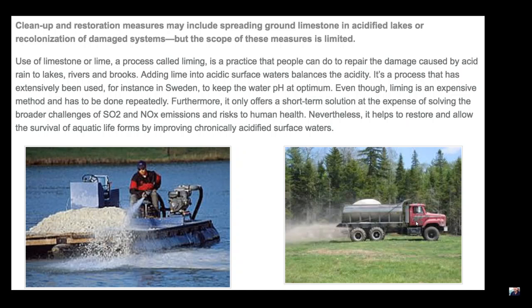A process called liming is a practice that people can do to repair the damage caused by acid rain to lakes, rivers, and brooks. You can also add it directly to the soil. Adding lime into acidic surface water balances out the acidity. It's a process that has been extensively used, for instance, in Sweden, to keep the water pH at optimum. Even though liming is an expensive method and has to be done repeatedly, furthermore, it only offers a short-term solution at the expense of solving the broader challenges of SO2, NOx emissions, and risks to human life, right?